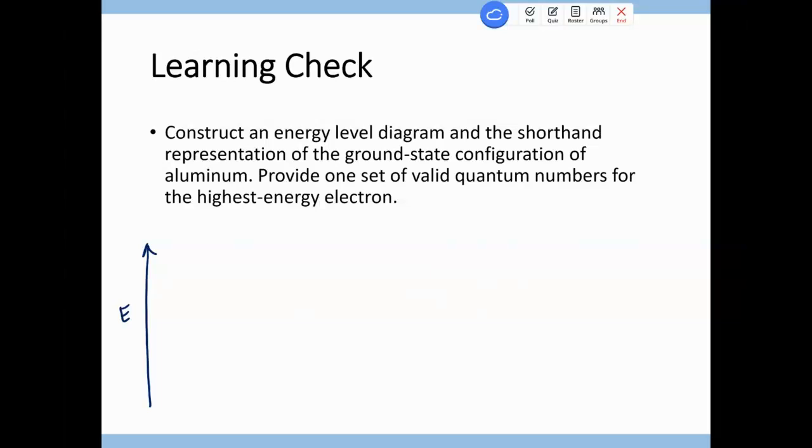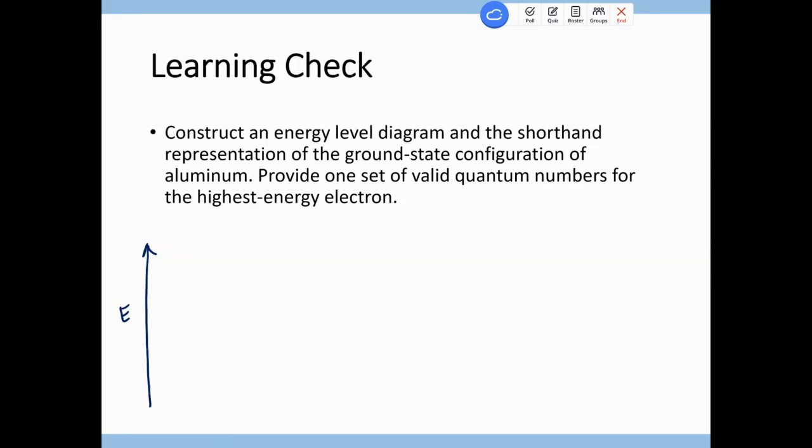So we have to find aluminum on the periodic table. I recommend starting with the electron configuration, so the 1s2, 2s2, etc., and then drawing them on an energy scale. As you go left to right in the electron configuration, you're increasing in energy. So lowest energy is 1s, then 2s, then 2p.